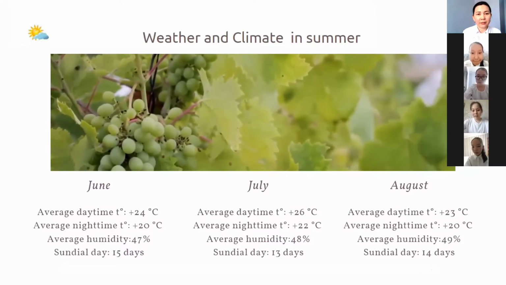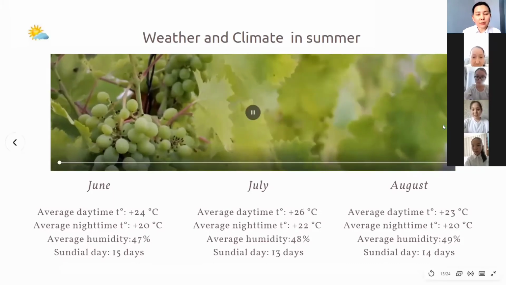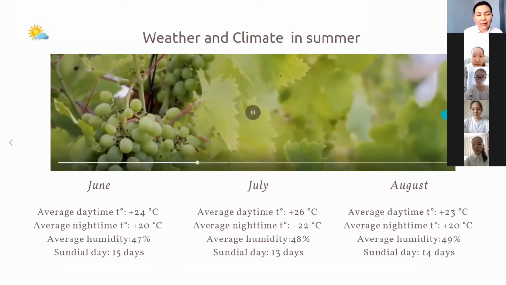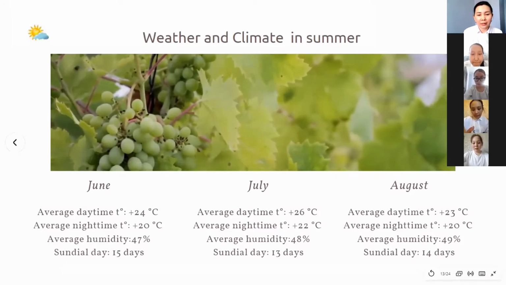Year. Repeat. Year. Yes. So what is the hottest month in summer? Other group students answer the question. July. It's July. July is the hottest. Yes, July is the hottest month in a year.